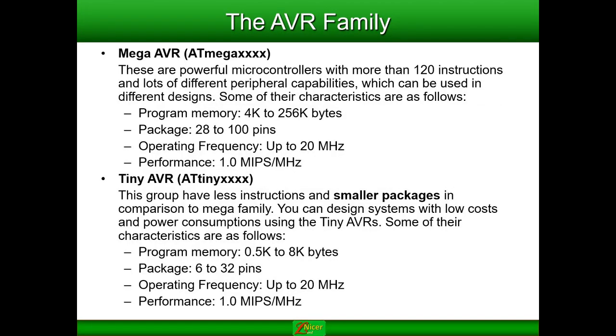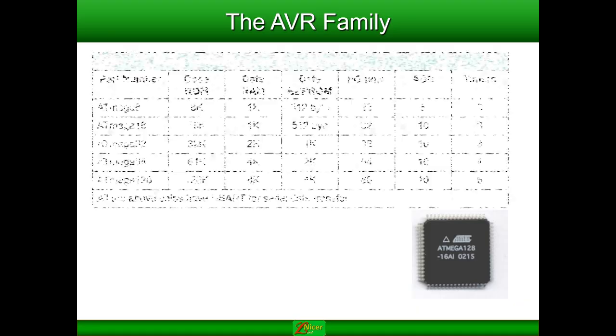Tiny AVR. This group has fewer instructions and a smaller package in comparison to the Mega family. You can design systems with low cost and power consumption using the Tiny AVRs. Some of their characteristics are as follows. Program memory 0.5K to 8K bytes. Package from 6 to 32 pins. Operating frequency up to 20 megahertz, and performance is the same.